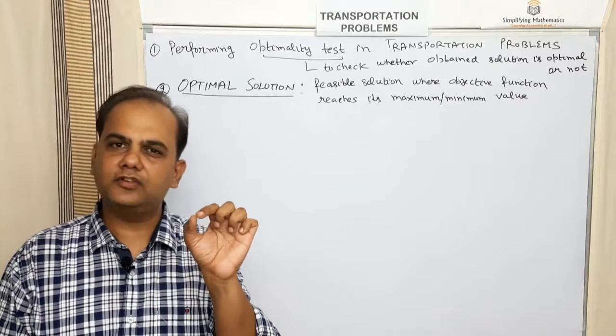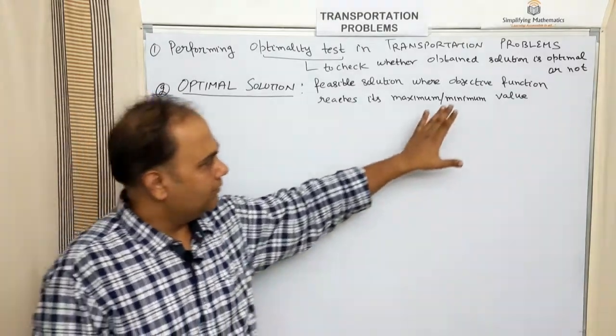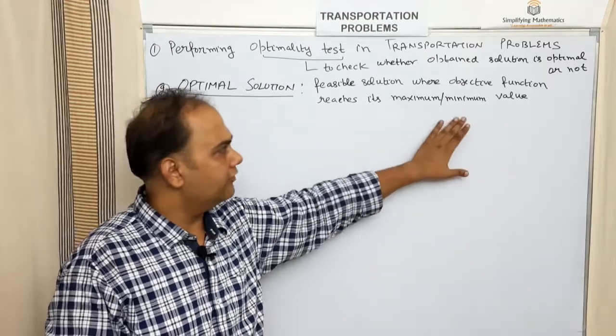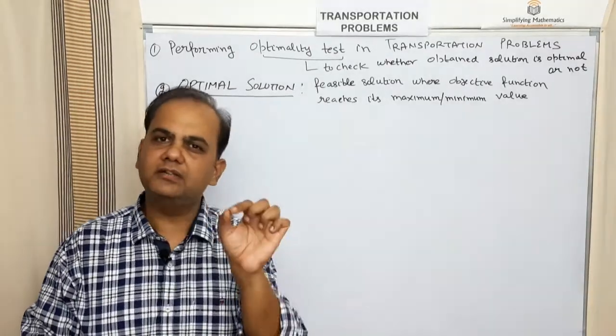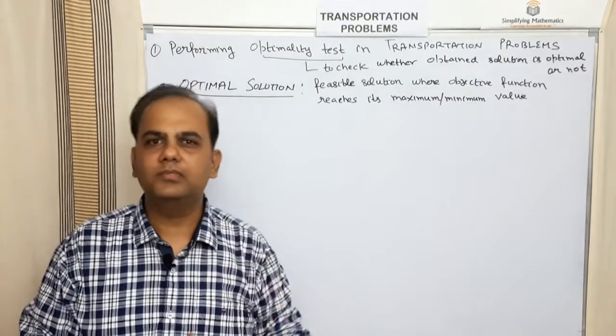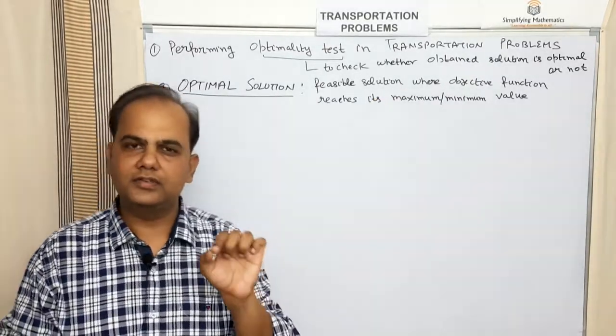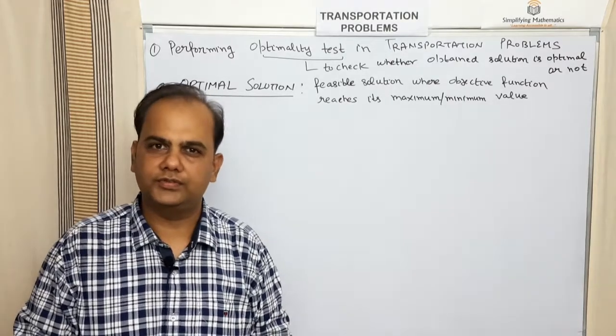If the objective function is of maximization type, then the maximum value will be what? It will be its maximum profit. If the objective function is of minimization type, then the minimum value will be its minimum cost. So what is there in the transportation model? Our main objective function is to minimize the total transportation cost.